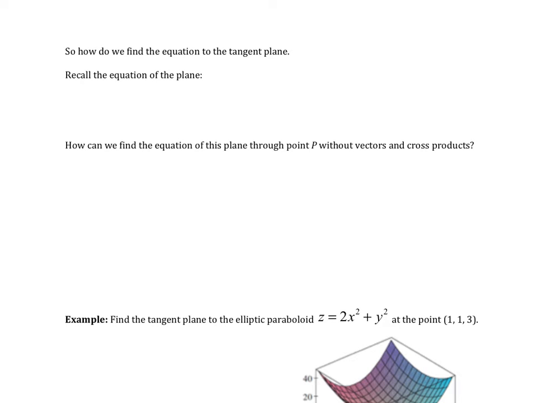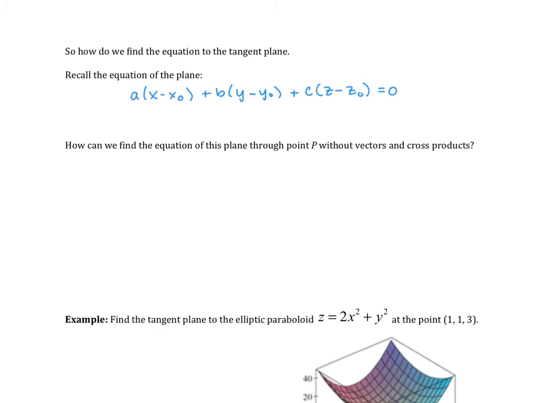When we want to find the equation of a tangent plane, remember the equation of a plane in general is a times x minus x naught plus b times y minus y naught plus c times z minus z naught, where we have our direction vector. We're going to get to directional derivatives here in a little bit. We have our direction vector as well as the initial point.